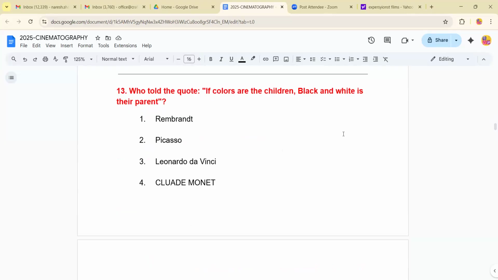Who said the quote: if colors are children, black and white is their parents? I'm not 100% sure, but people say it is Picasso. So this was a difficult question.